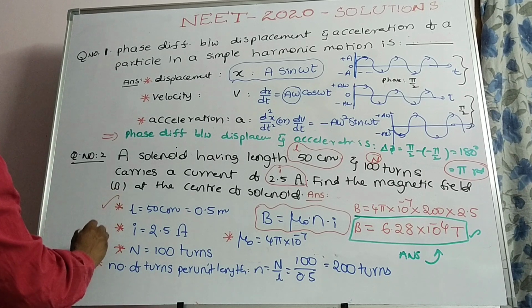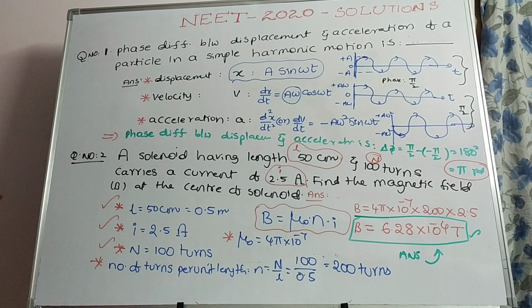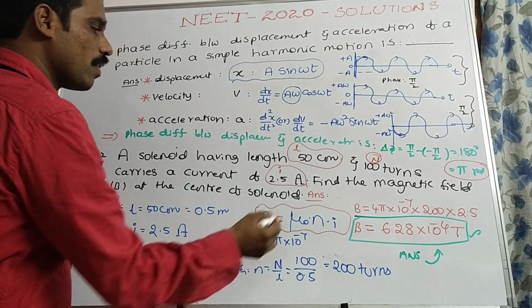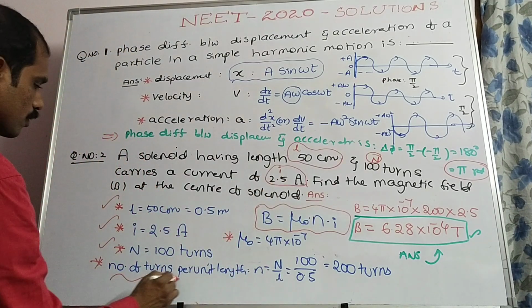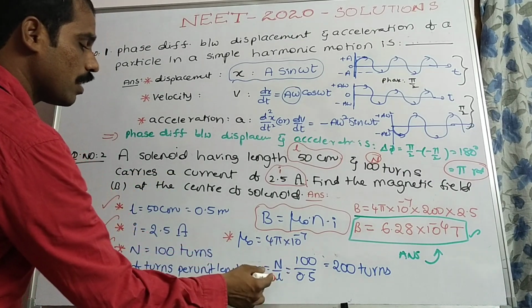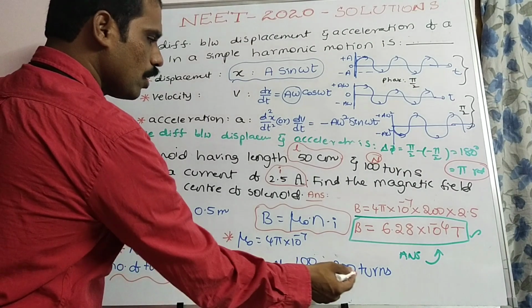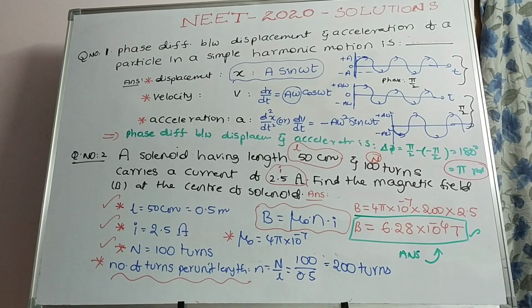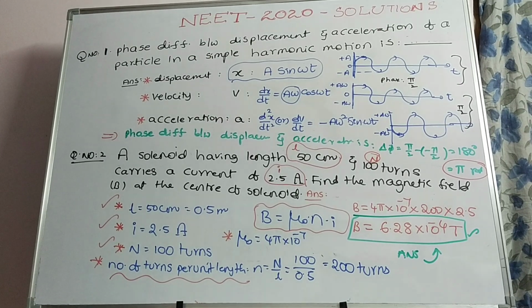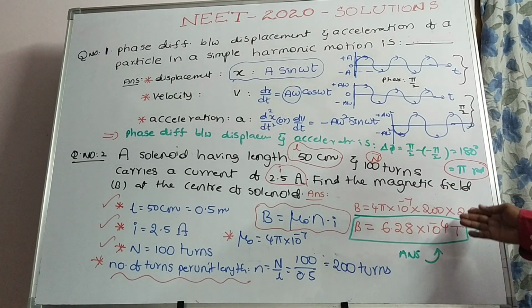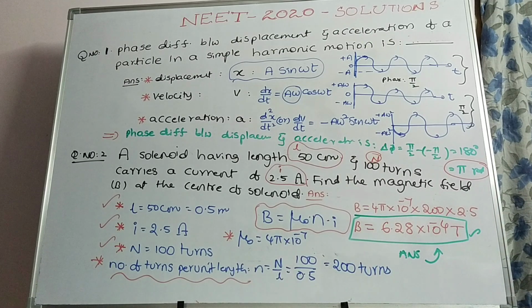Now we have to find the magnetic field at the center of the solenoid. Length is given, current I is given, N is given. The expression for magnetic field induction at the center of the solenoid is B is equal to mu naught into n i, where small n is the number of turns per unit length, that is n is equal to number of turns 100 divided by length 0.5, which is 200 turns. By substituting 4 pi into 10 power minus 7 into 200 into 2.5, the answer will be 6.28 into 10 power minus 4 Tesla.